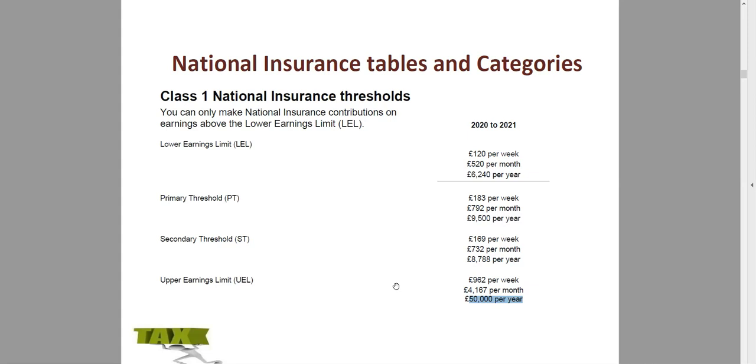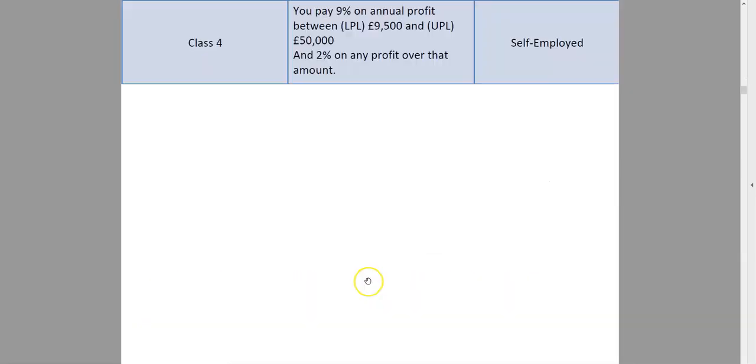So if anyone earns more than £50,000 a year, the excess will be charged at 2%. For example, if someone earns £60,000, how do we calculate the national insurance? First we take 50,000 minus 9,500, and multiply by 12%. So between 9,500 and 50,000, the rate is 12%, and from 50,000 to 60,000, this 10,000, the rate will be 2%. All right, let's move to the next one.